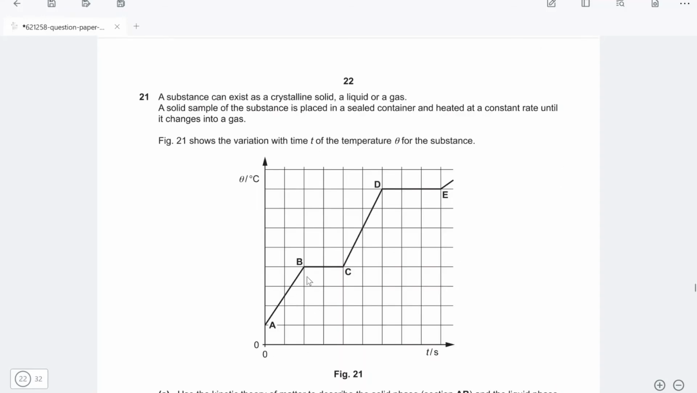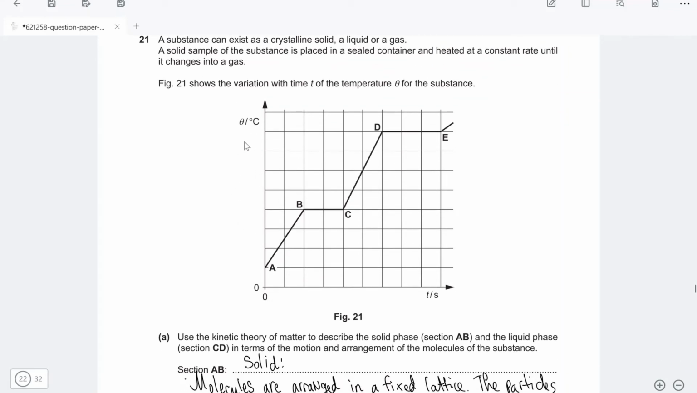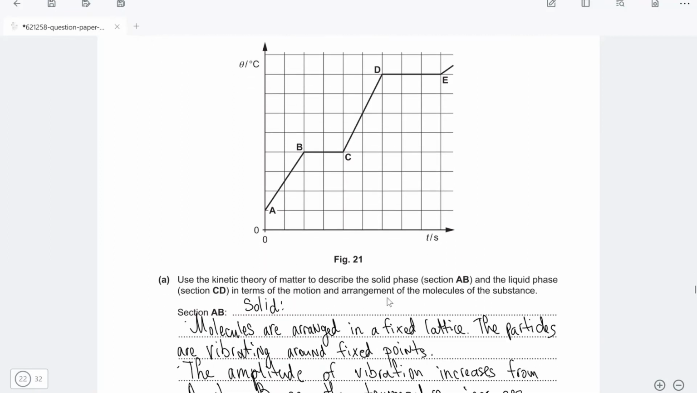Question 21, we have a substance and we're given the graph of the temperature against time. Use the kinetic theory of matter to describe the solid phase, which is section AB, and the liquid phase, which is CD. Well, let's start off with the solid.